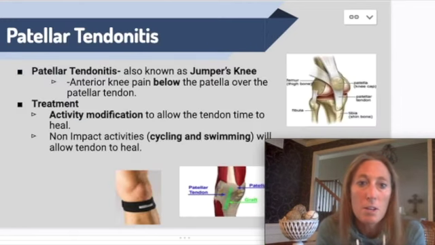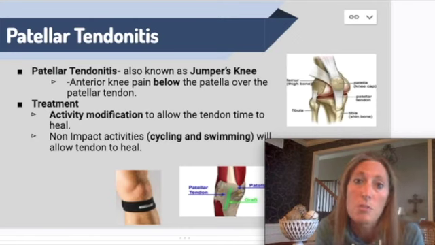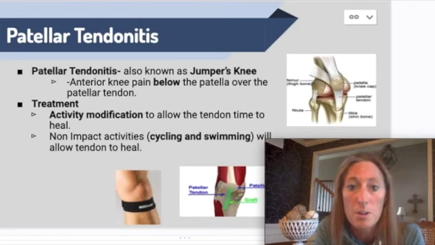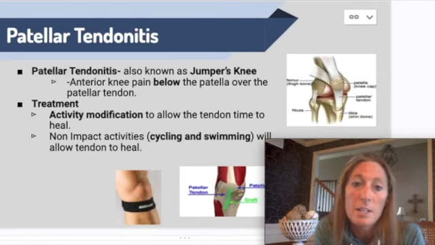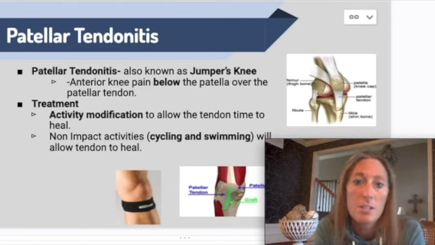Next thing we'll talk about is patellar tendonitis. Patellar tendonitis is also known as jumper's knee. People that jump, athletes where there's a lot of jumping, like volleyball, basketball, a lot of jumping and landing. Patellar tendonitis or jumper's knee is something that is common. With patellar tendonitis, there's anterior knee pain, which is just below the patella, and it's over the patellar tendon.